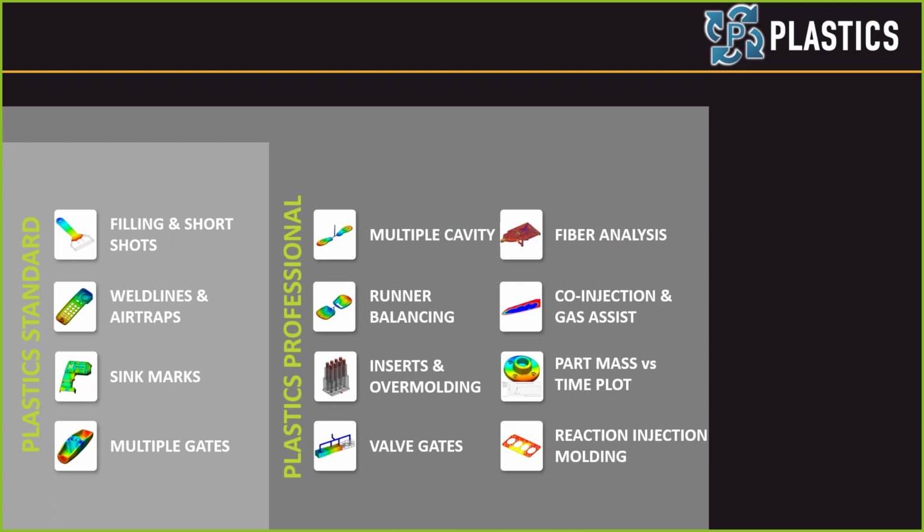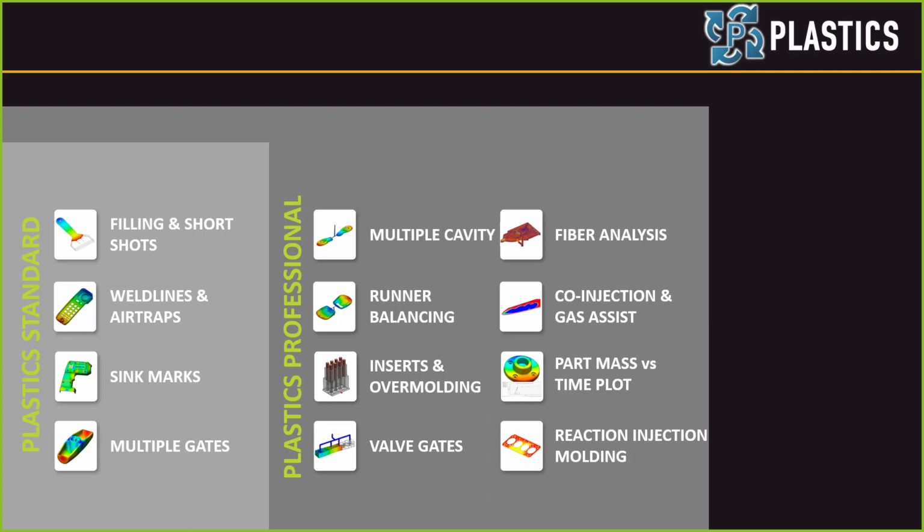So Plastics Professional has more advantages for mold designers and mold makers. It goes deeper into the injection molding process, it'll add the packing phase as well on the process. So Standard does the fill, Professional does fill and pack. So Professional will allow us to analyze multiple cavity molds. So this case that I'm going to look at today is a 2-cavity mold.